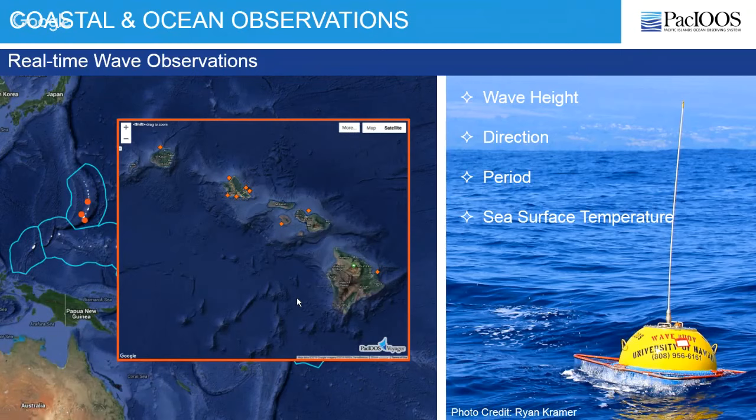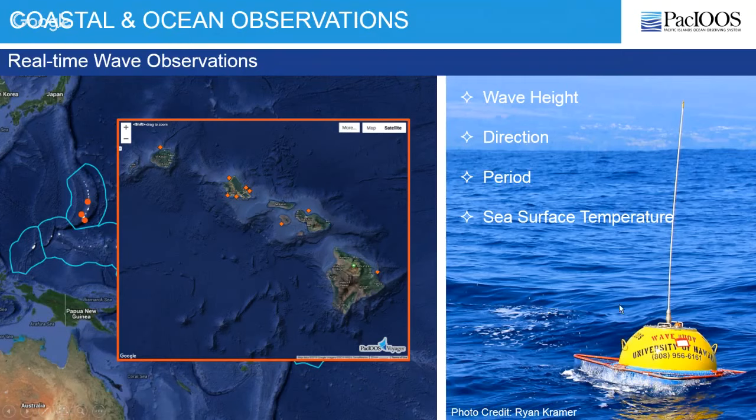1 is off Hanalei, of Kauai. Then here for Oahu, we have 1 off Waimea, 3 on the windward side, 1 off Pearl Harbor, and 1 off Barbers Point, Kalaeloa. So that's commercial harbor. And then we have another one off Lanai, then 1 on the north shore of Maui, and 1 off Hilo.